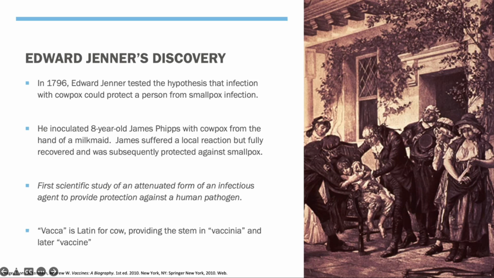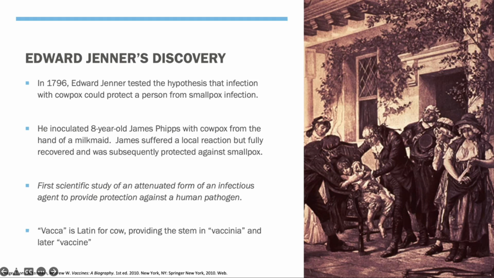And what he did, he actually inoculated an 8-year-old boy, James Phipps, who was the son of a gardener, with cowpox from the hands of the milkmaid. James had a local reaction, but he fully recovered and was subsequently protected against smallpox.